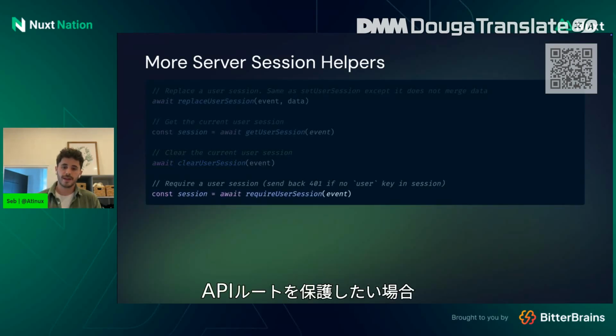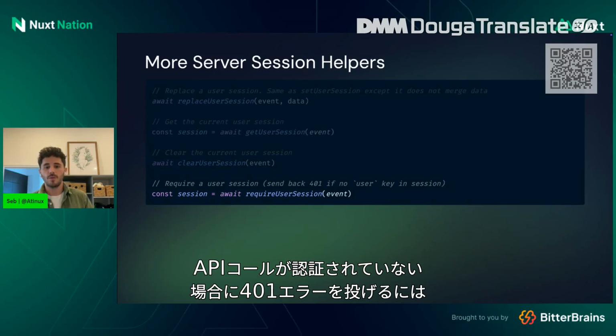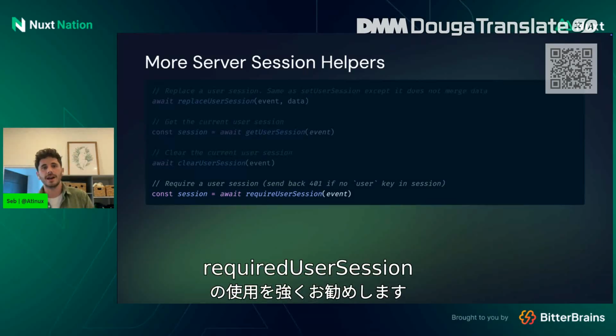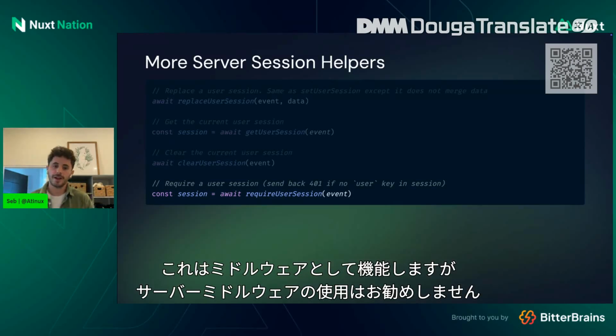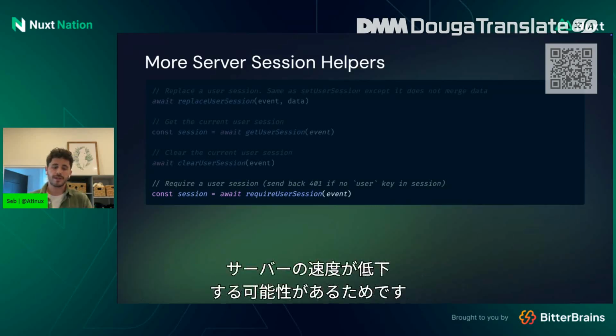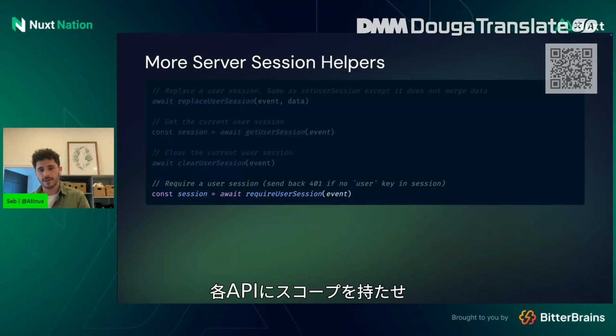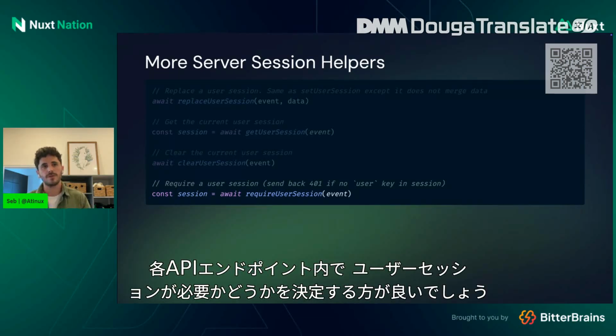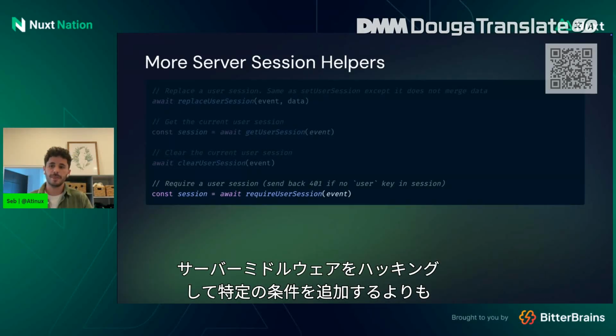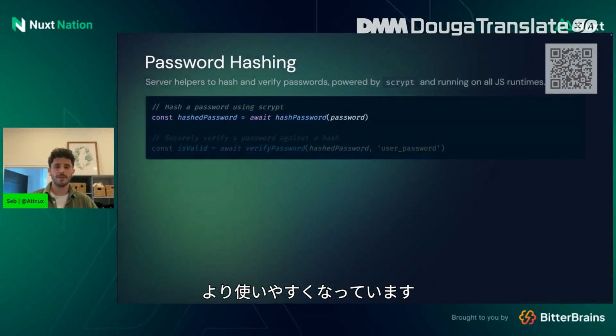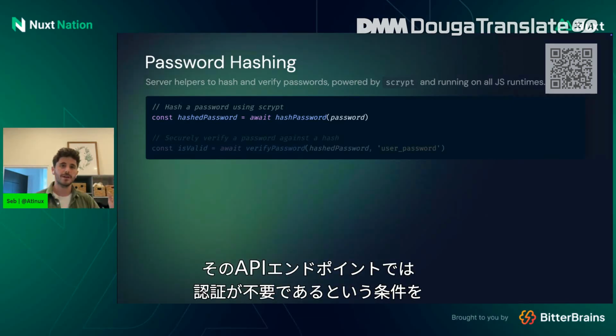And if you want to protect an API route by throwing a 401 if the API call is not authenticated, I highly recommend you use requireUserSession. It acts as a middleware, but I don't recommend using server middleware as it can slow down your server. It's better to have a scope for each API, and within each API endpoint, you require the user session or not, which at the end you'll find more enjoyable to use than hacking into a server middleware to add specific conditions that on that API endpoint, you should not be authenticated.